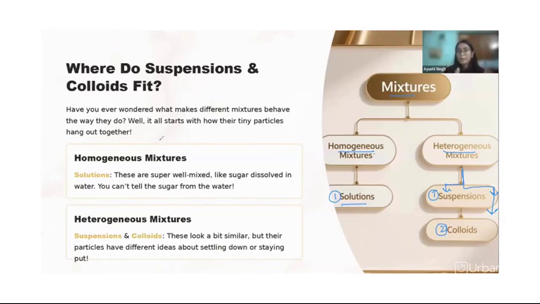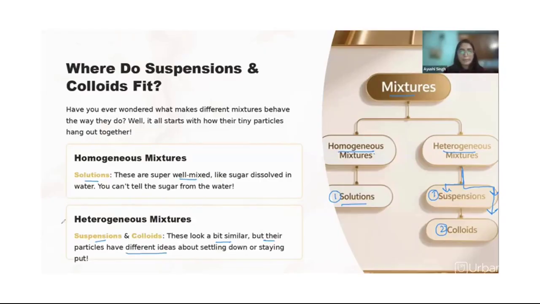So we are going to dive into that now to study more about it. Heterogeneous and homogeneous mixtures, we have discussed this earlier, right? So I'm not going to go in depth, because these are super well mixed mixtures. Here they look a little bit similar, but their particles have different sizes and different settling behavior. That we'll see, the difference between the suspension and colloids.